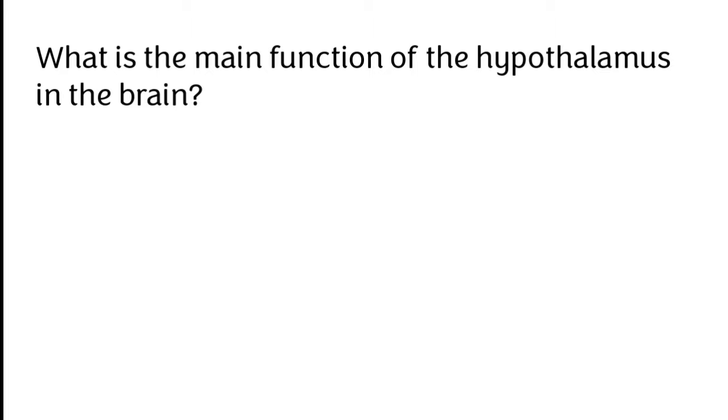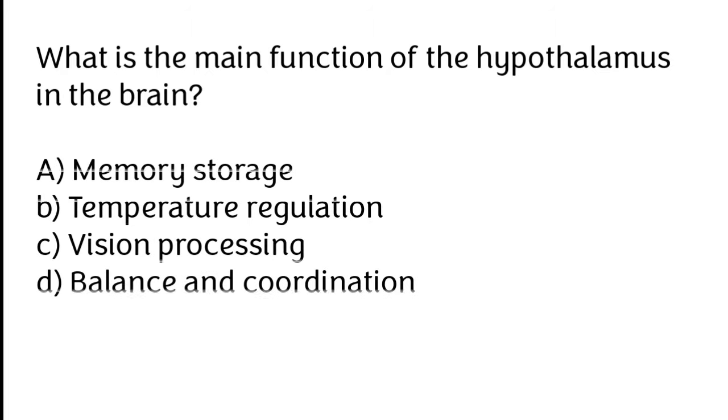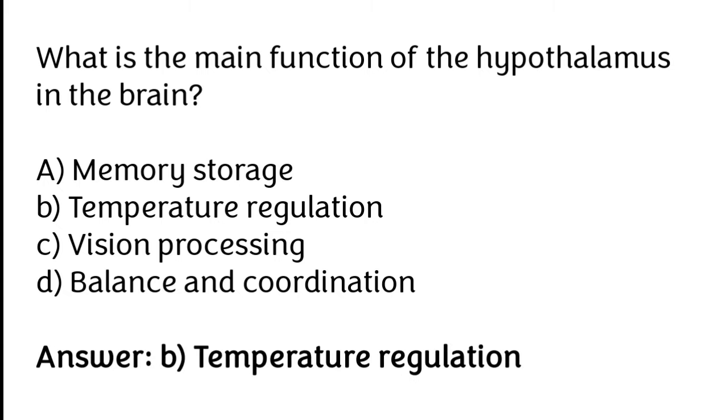What is the main function of the hypothalamus in the brain? Memory storage, temperature regulation, vision processing, balance and coordination. The correct answer is option B. The main function of the hypothalamus in the brain is temperature regulation.